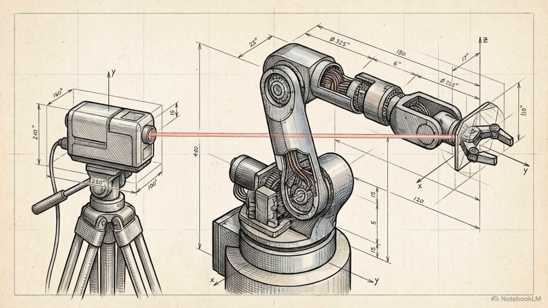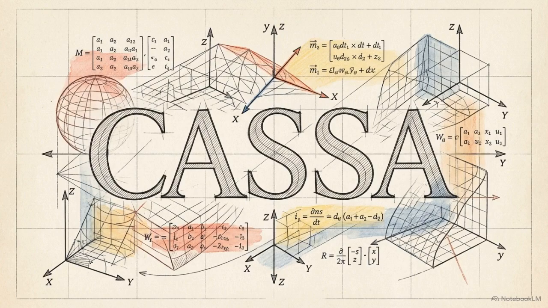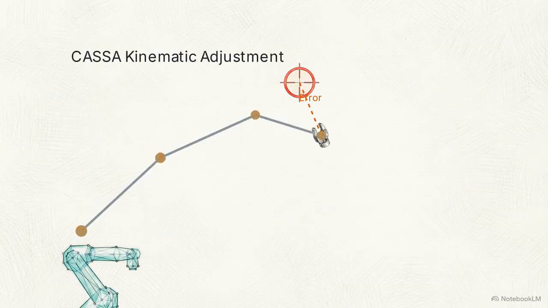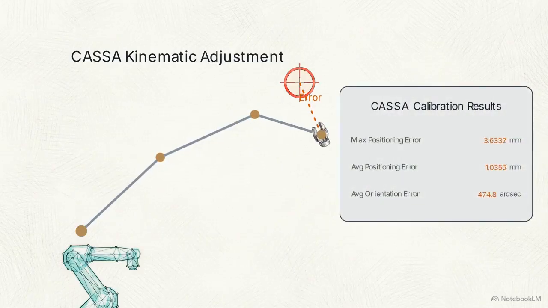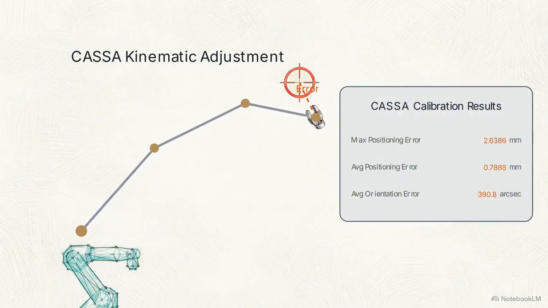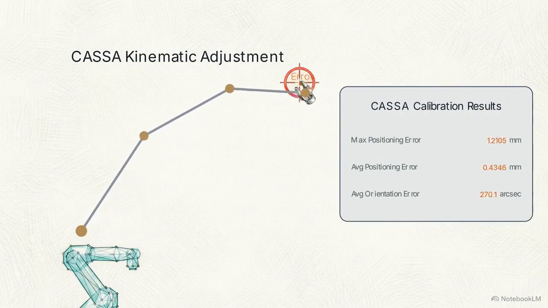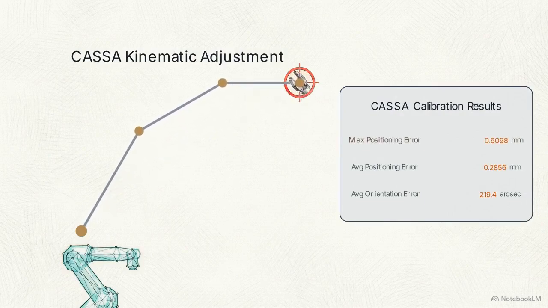Correcting this requires a metrology to algorithm pipeline. Engineers use external laser interferometry to measure the physical end effector and quantify the exact pose error. Once mapped, the error is fed into an algorithmic correction tool like the Chaotic Adaptive Sparrow Search algorithm, or CASA. Rather than rebuilding the physical arm, CASA mathematically bends the kinematic model. It adjusts virtual joint lengths and angles until the command perfectly matches physical reality. In tests, this correction reduced maximum positioning error from 3.68 mm down to 0.61 mm.